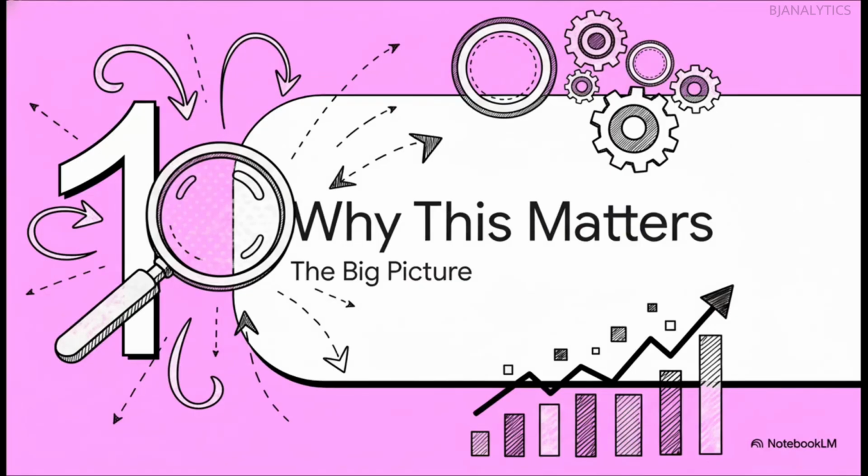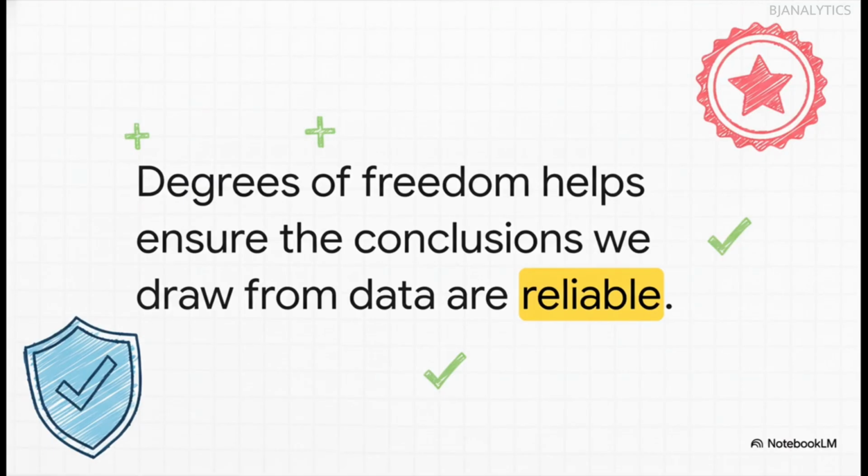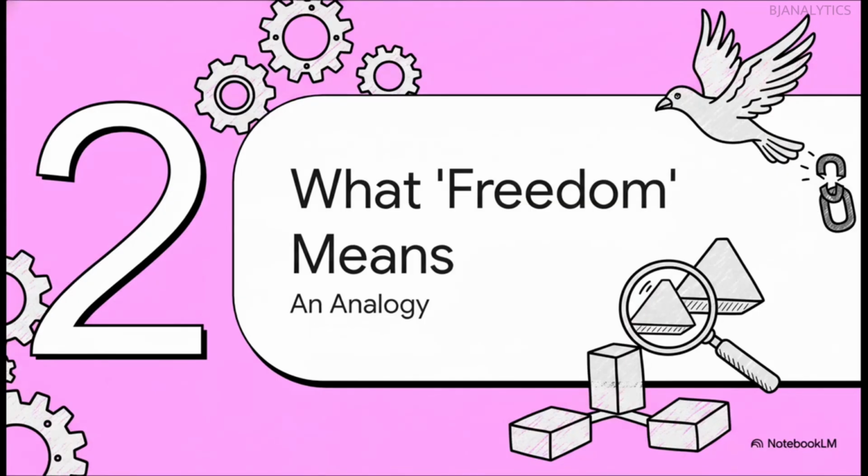All right, section 1, why this concept matters. Let's start with the big picture. Why should you even care about this? Okay, so at its heart, you can think of degrees of freedom as a kind of quality control check for our data. It's a tool that helps us figure out just how reliable our results are. It's what makes sure that when we say, hey, this drug works, we've got the solid statistical evidence to actually back that claim up.